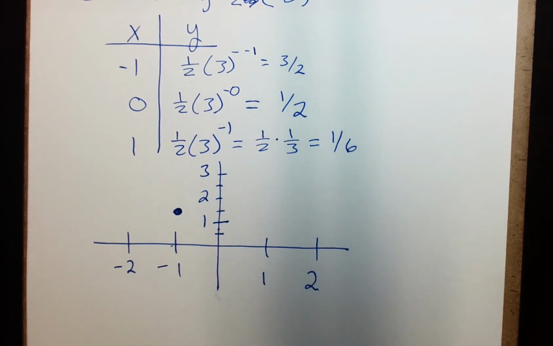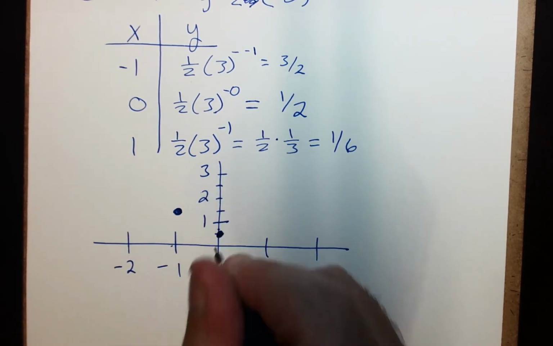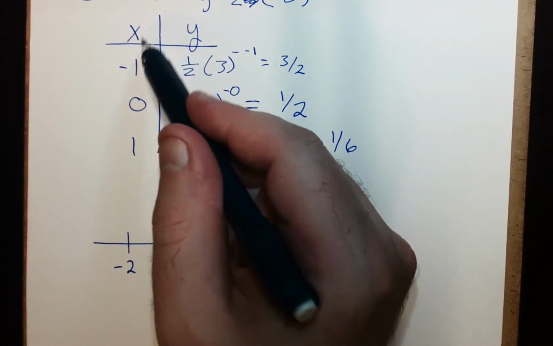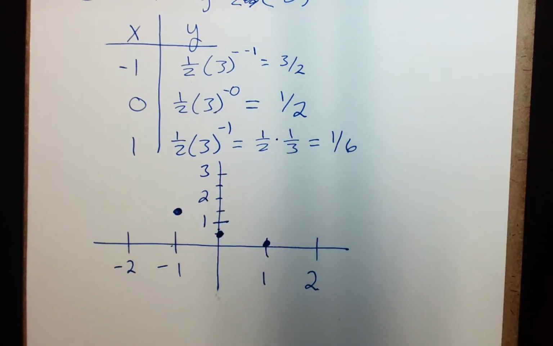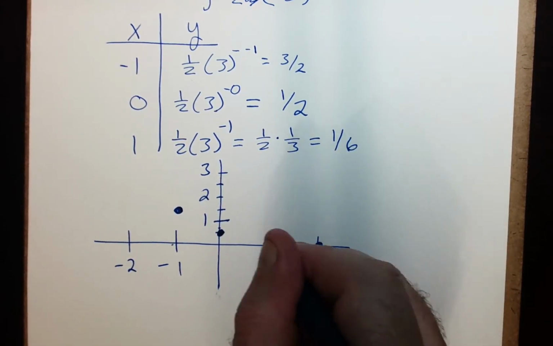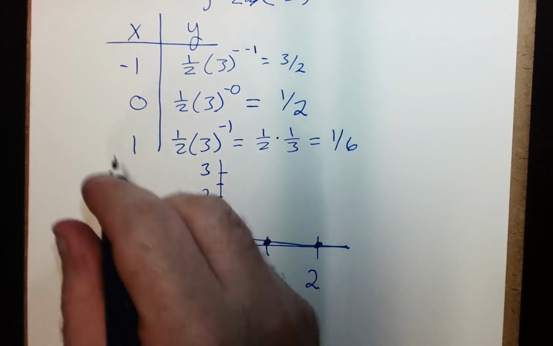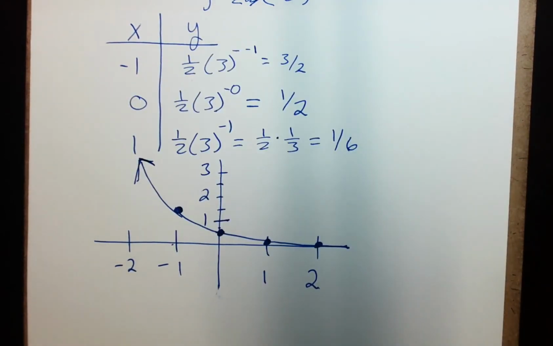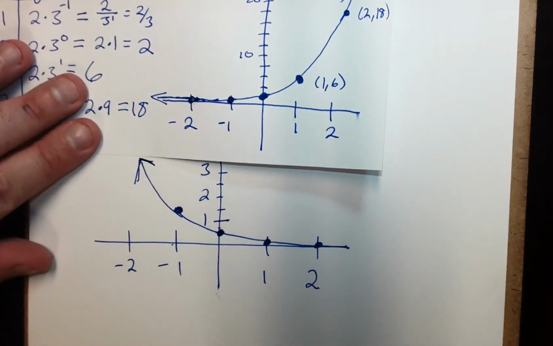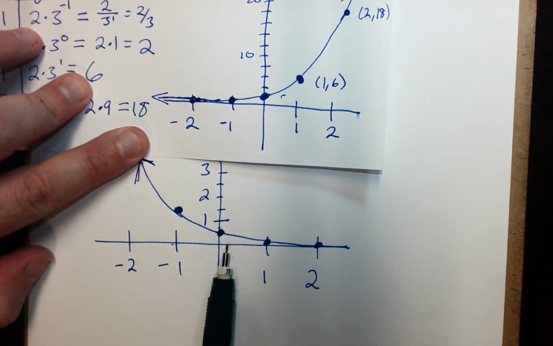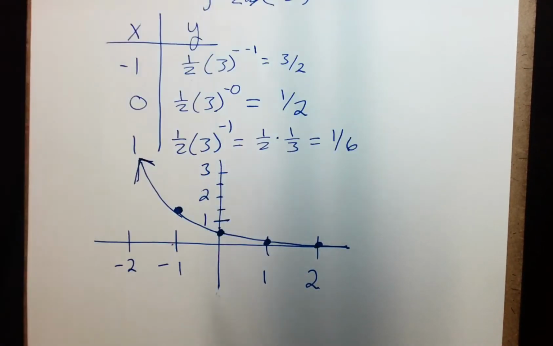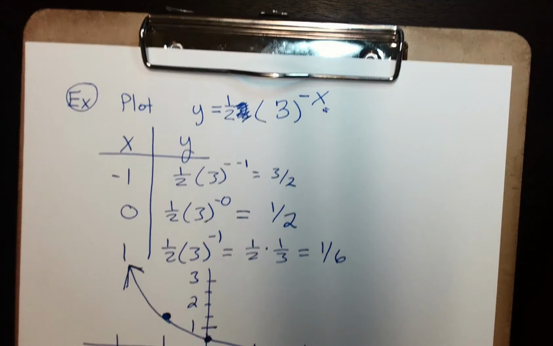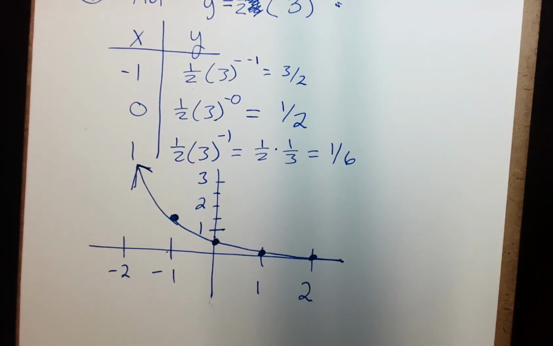there we go. Only counted up to 3 this time for the y values, and let's put the points in. Negative 1 comma 3/2. That's 1.5. It's right there. 0 comma 1/2. That's there. 1 comma 1/6. That's here. And if you plotted a few more points in the negative direction and a few more points in the positive direction, what you would see is that this levels out to the right. And then this side goes up.